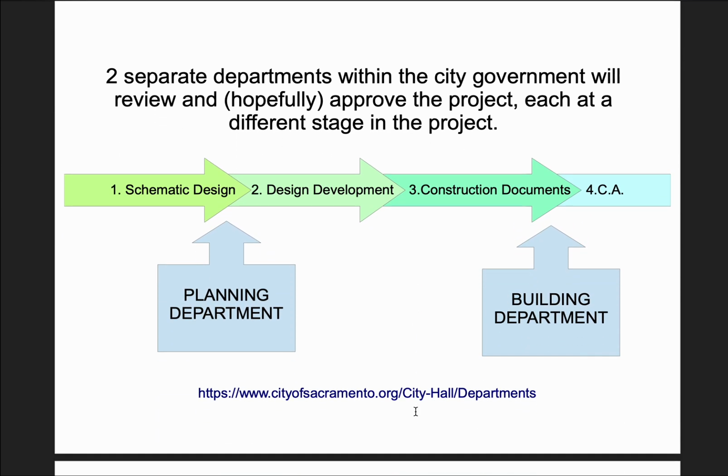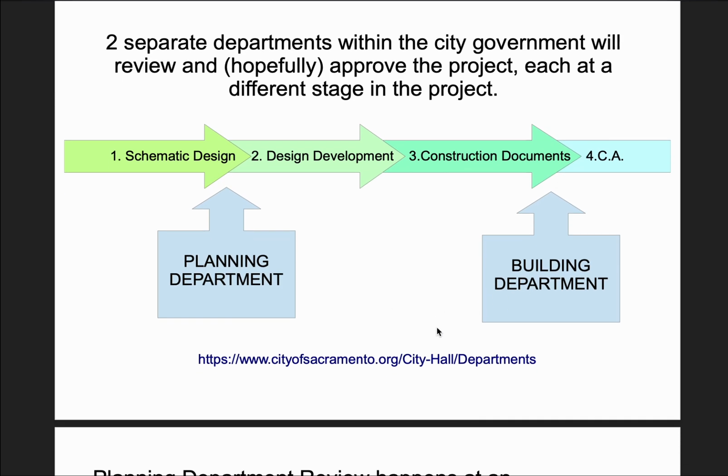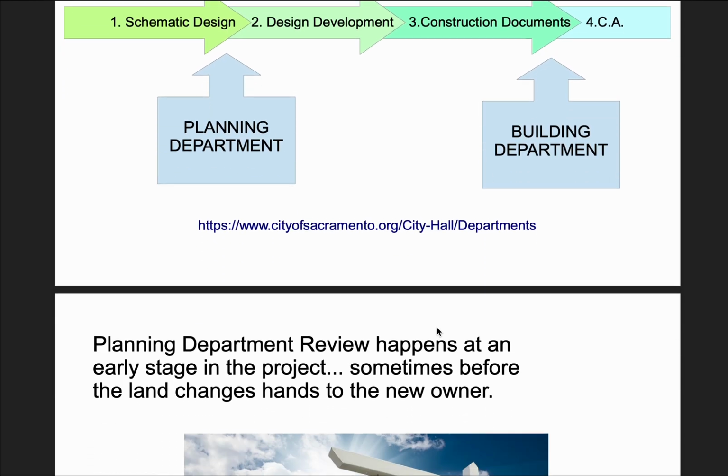So on all these phases, there are two departments in your city that oversee this construction. One is called the planning department, and one is called the building department. They have two different roles, but they're under one department, which is called the building department. So the planning department is actually part of the building department, and they are just separated by tables.